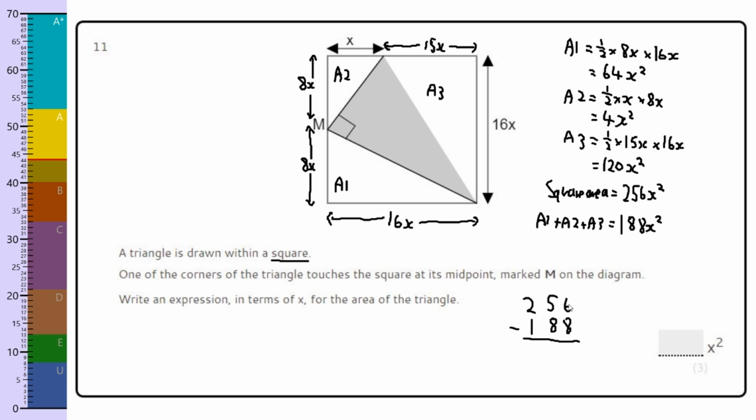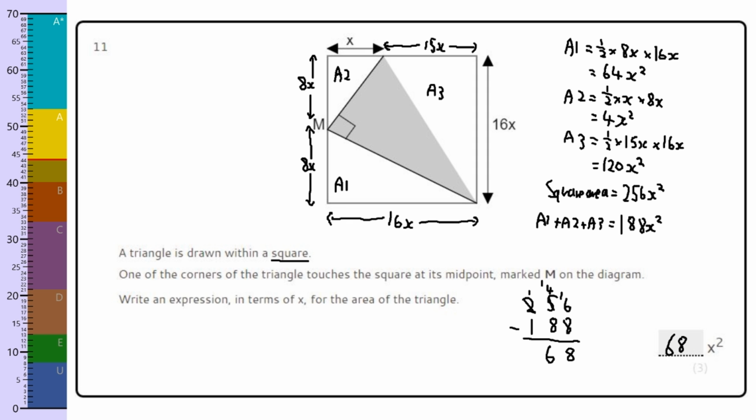Okay, I can't do 6 take away 8, so let's borrow one here. 16 take away 8 is 8. Can't do 4 take away 8, so just borrow one there. So 14 take away 8 is 6, and 1 take away 1 is nothing. So 256 take away 188 is going to be 68. So 68x squared. Now that's not the only way of doing the question.